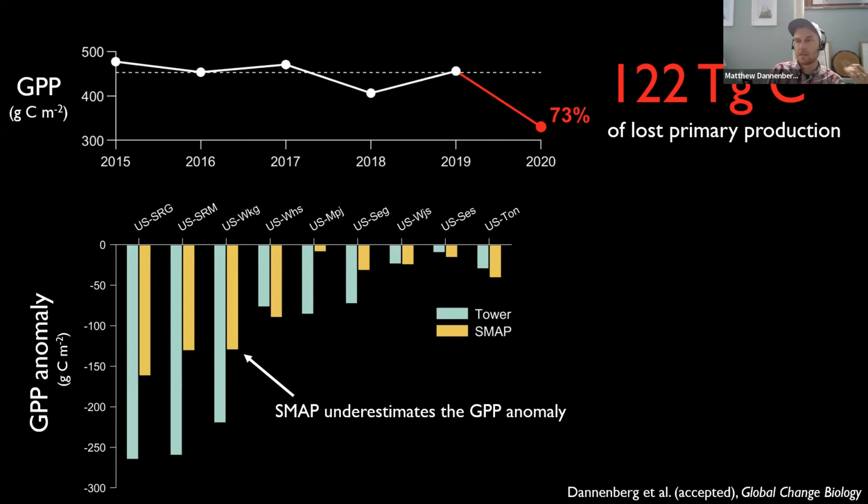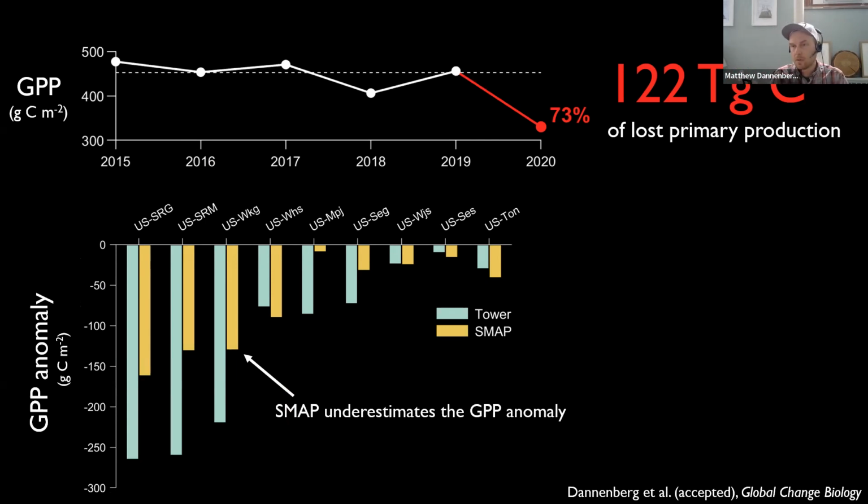Particularly at the southeastern Arizona sites, which are the ones on the left in this bar plot, where the effects of that drought were most strongly felt. And so what this suggests, I think, is partly that, as Steve was saying earlier, we need to improve the way that models represent carbon and water fluxes in drylands.